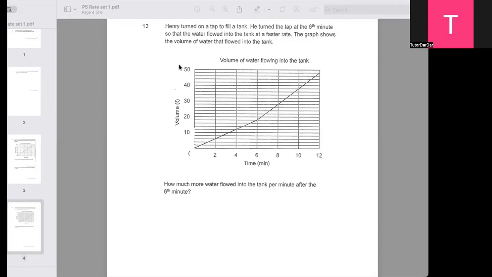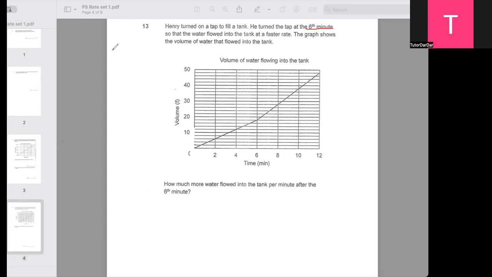Henry turned on a tap to fill a tank. He turned the tap at 6 minutes, so that the water flows into the tank at a faster rate. The graph shows the volume of water that flows into the tank. So let's look at this graph. You can see from here to here is totally constant. But from here to here, the graph changed a little bit.